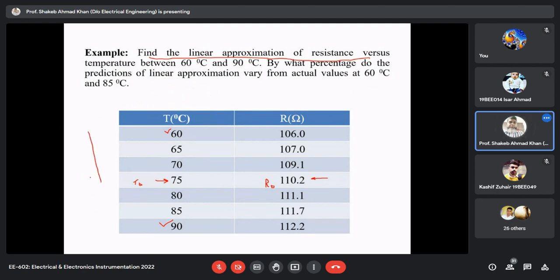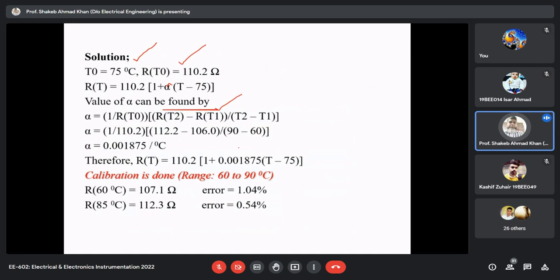When you draw it, it will give you a non-linear character like this. Now we are approximating. Suppose this is 60 degrees Celsius and this is 90 degrees Celsius. So we'll make a straight line passing through these 2 points. Using these 2 points, we can calculate the alpha value. This is the formula, and 1 upon RT naught. So we calculated alpha, and this is the alpha.